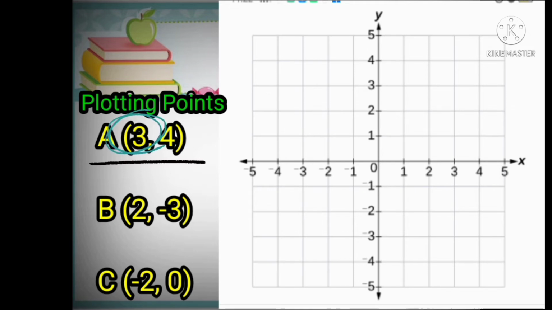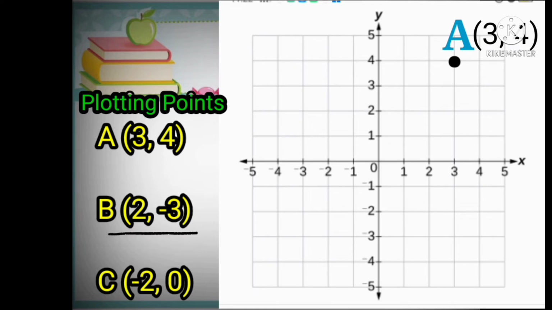The first number will tell us how many times we will move, and the sign will tell us the direction, whether it is going to the right or left. Since we have positive 3, from the origin, we will move to the right 3 times. To move upward or downward, we will consider the second number. Since it is positive 4, we will go upward 4 times. And this is now our point A, which is (3, 4), and it is located in quadrant 1.